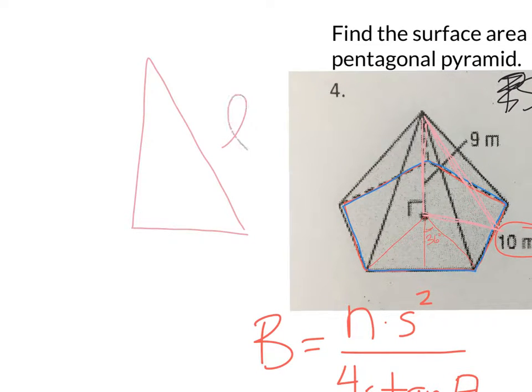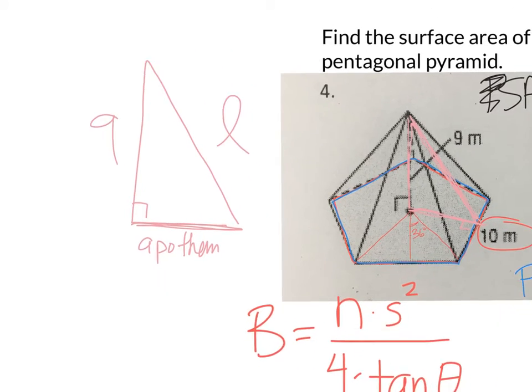This is L going up the face of your triangle. This is 9, the height. And this we don't know yet. This is the apothem of your base. The apothem is the line that goes from the center perpendicular to the side. So we're going to have to calculate that first, unfortunately.